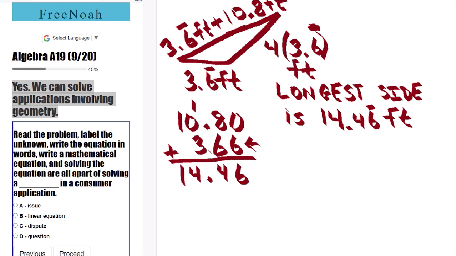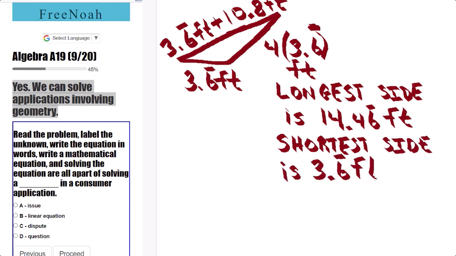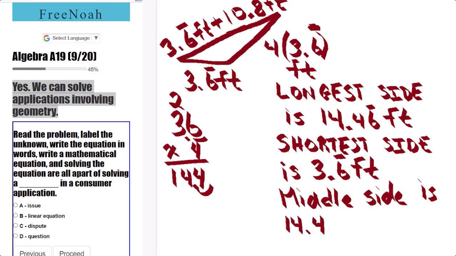Excuse the fans. Now the shortest side is simply 3.6 repeating feet long. And then if we multiply the middle side, 3 and 6 tenths, by 4, that'll give us 14 and 4 tenths. And everything is in feet. The middle side is 14.4 feet.